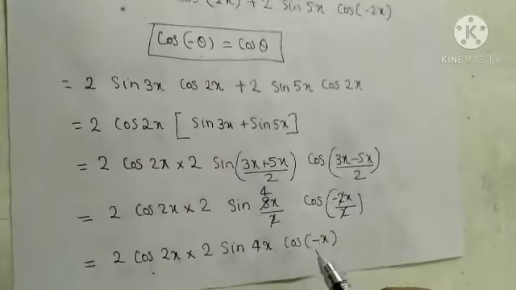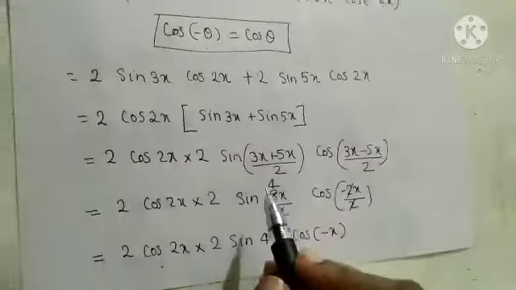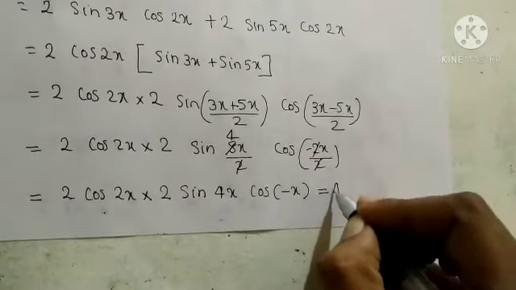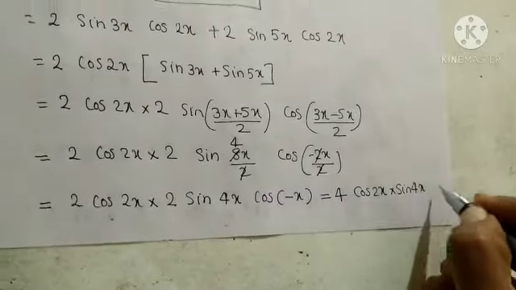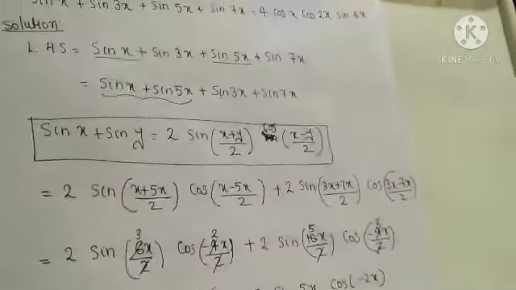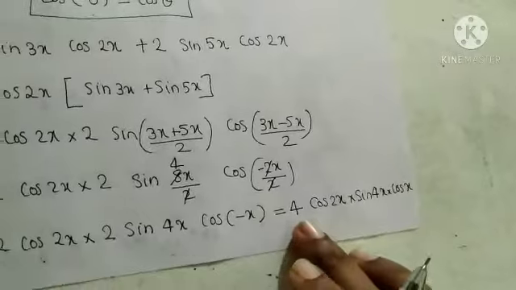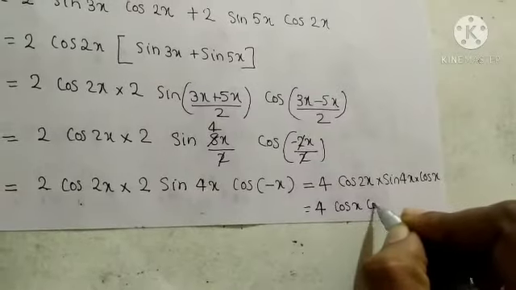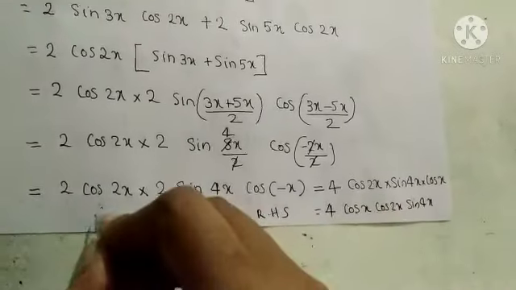Here cos minus x can also be written as cos x, using the formula cos minus theta equals cos theta. So this can also be written as 2 into 2 will become 4 here, and cos 2x into sin 4x into cos minus x can be written as cos x. So if we observe our question, 4 cos x into cos 2x into sin 4x, rearranging this we also get 4 into cos x cos 2x into sin 4x, and this is our RHS, right? So hence proved.